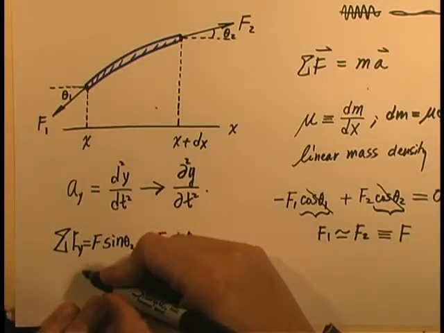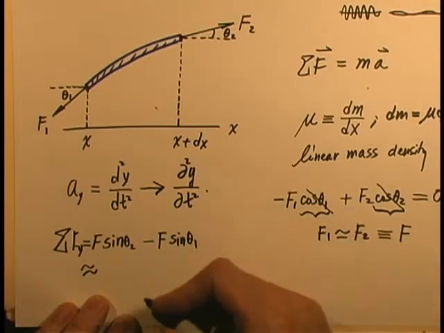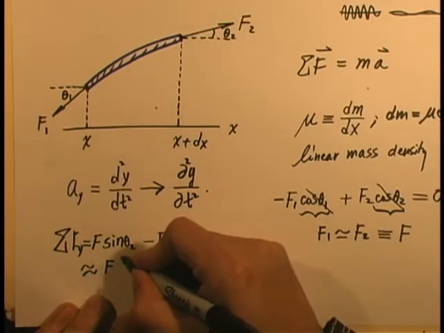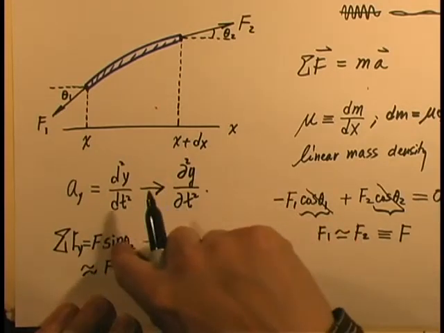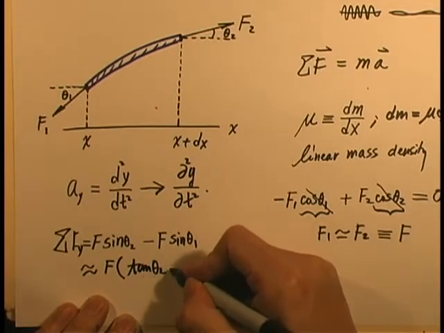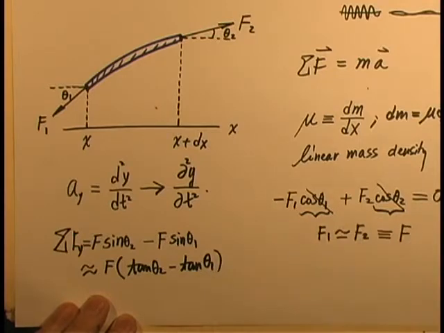So for simplicity, let's replace the sine with tangent, because we know that doesn't make that much of a difference, because the angles are very small anyways. So that's f. Okay, I'm going to take that f out this time and replace sine with tangent. So you have tangent theta 2 minus tangent theta 1.